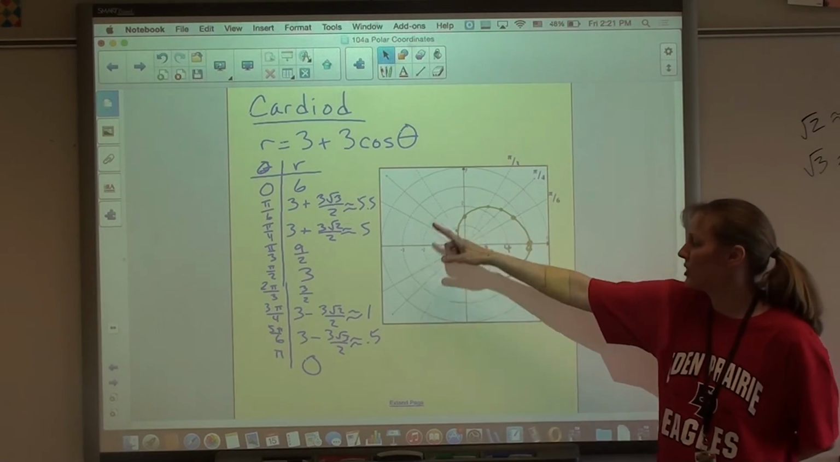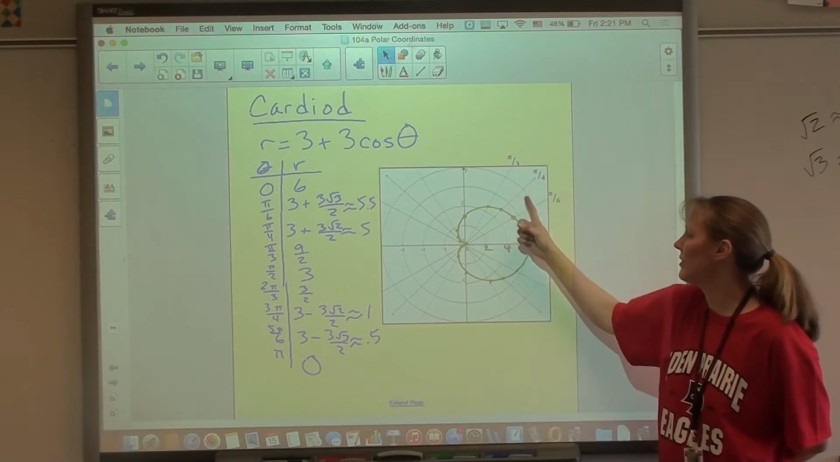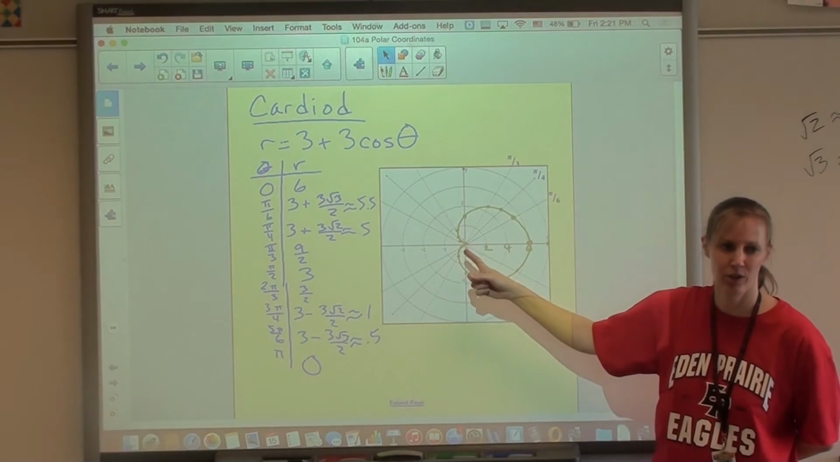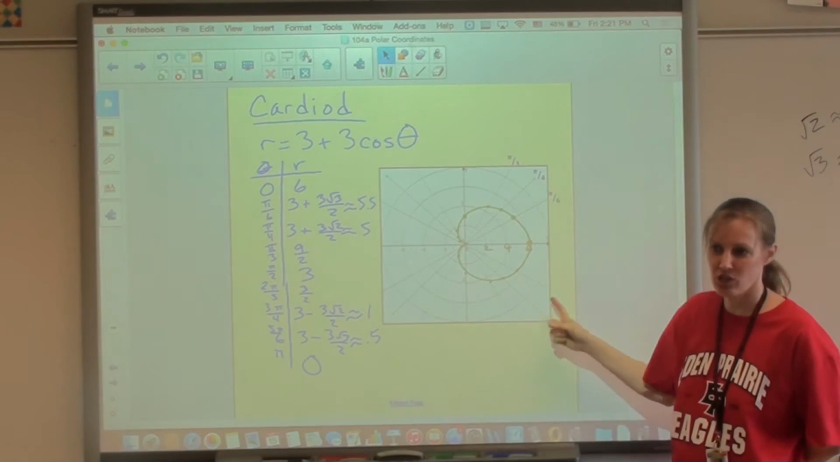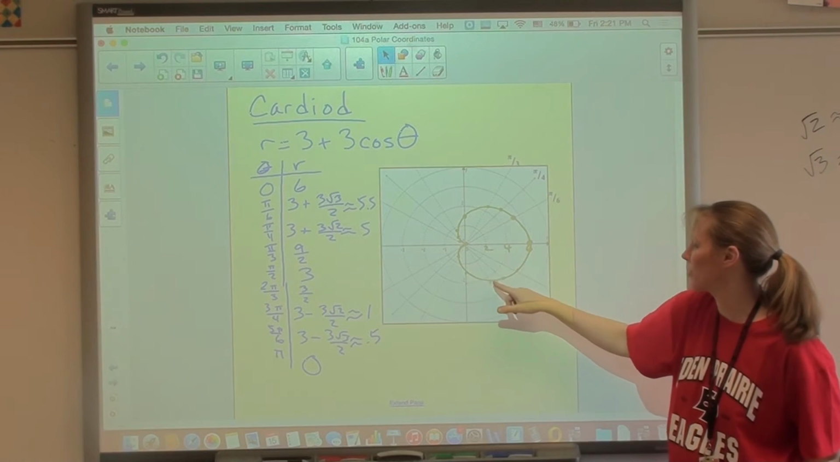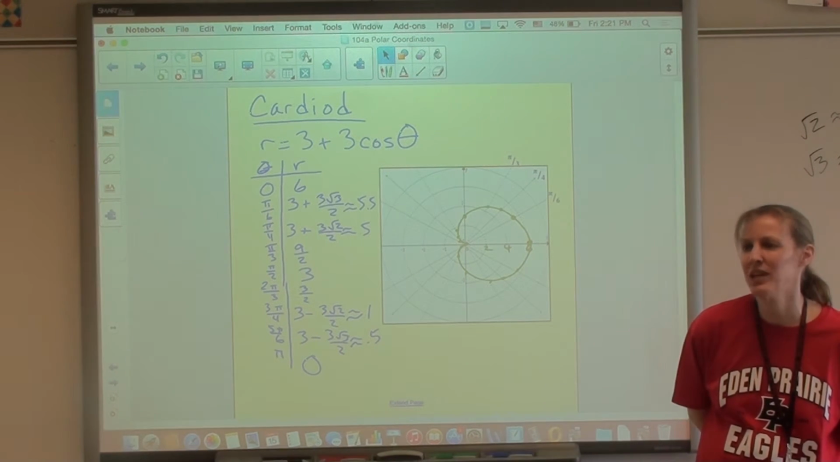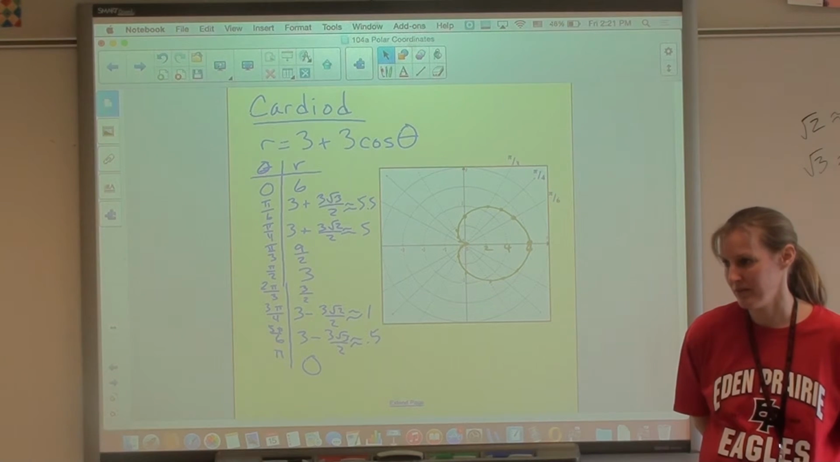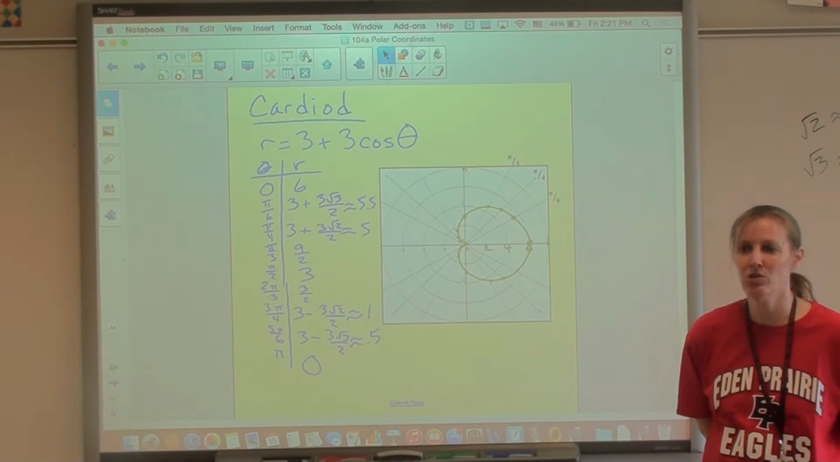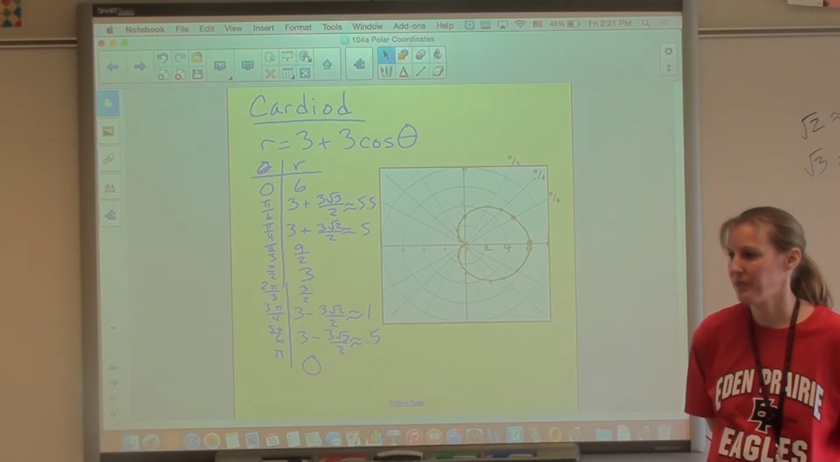When you graph from 0 to pi, you only get the top half of the cardioid, but it is symmetric, so you can go ahead and plot symmetric points and get the bottom half. It's very hard to freehand these well, so you really do need to plot some points.